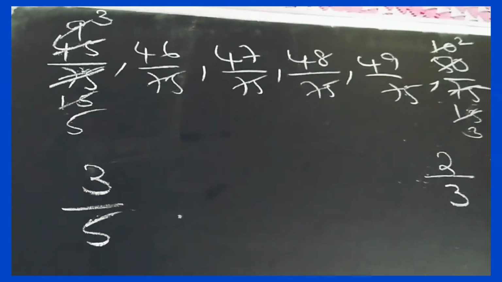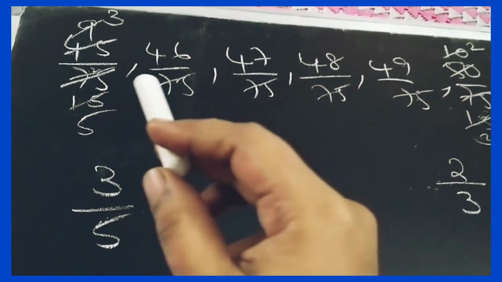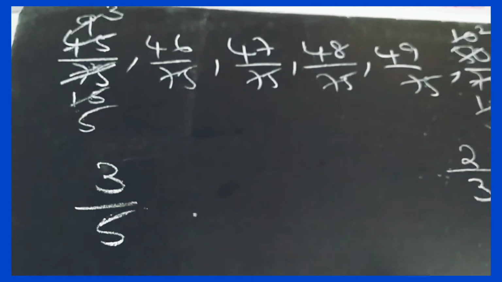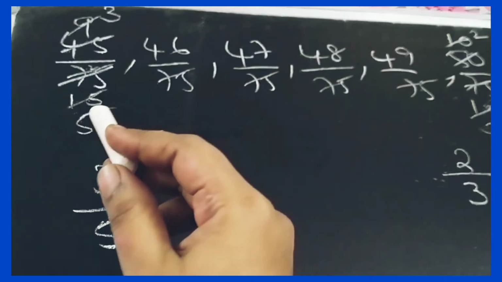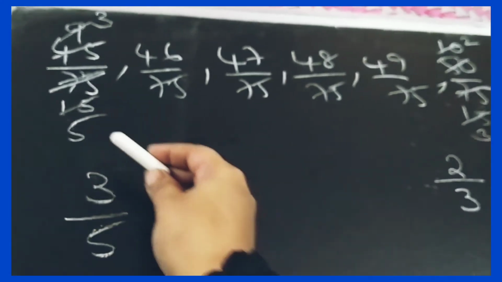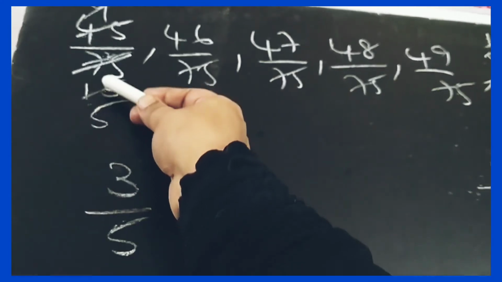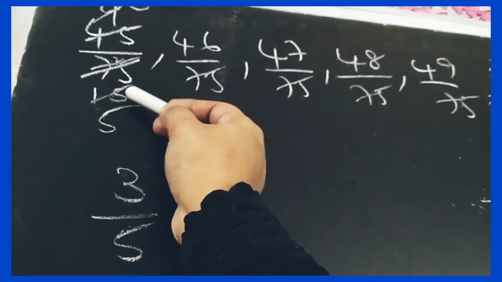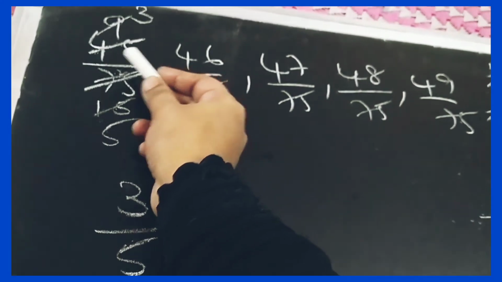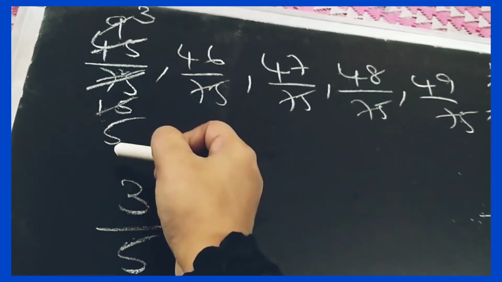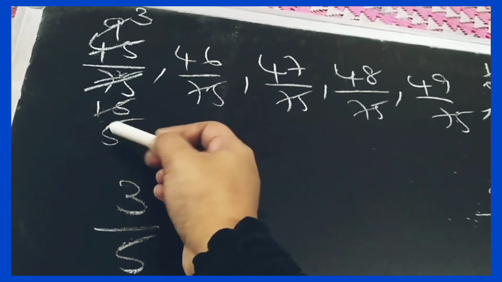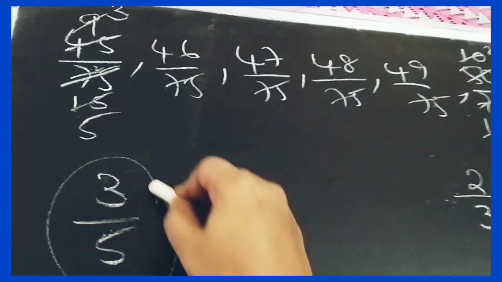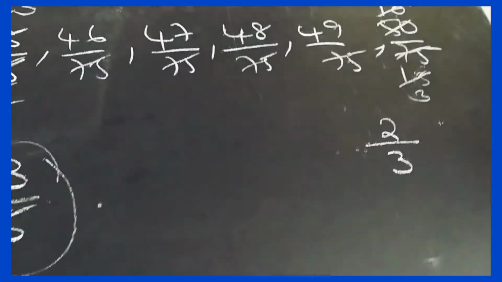Always show the proof also. So we have taken here 45 by 75, 46, 47, 48, 49, 50. Here we are doing cancellation. 5 ones are 5, 7 is there now, so 2 is left. So it will become 25. 5 5s are 25. Then again 5 9s are 45. Again 15 is there now. 3 5s are 15, 3 3s are 9. It is 3 by 5. So the first rational number is 3 by 5.